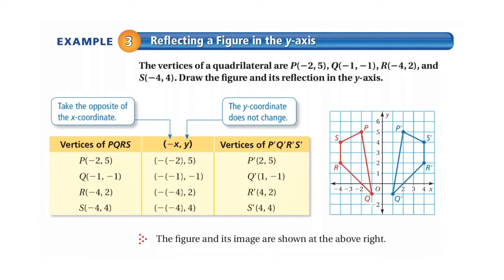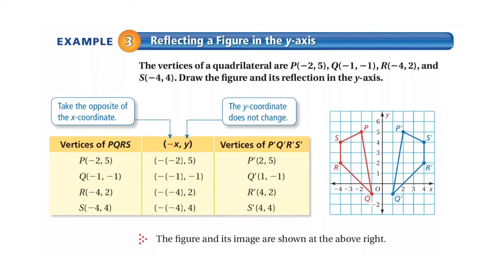So if you look at the coordinates of P, it was (-2, 5). Well, the 5 is going to stay the same. But instead of negative 2, we take the opposite of negative 2, which would just be positive 2. So P prime is (2, 5). Q went from negative 1 to the opposite of the x, so it's going to be 1, and the y stays the same, negative 1.